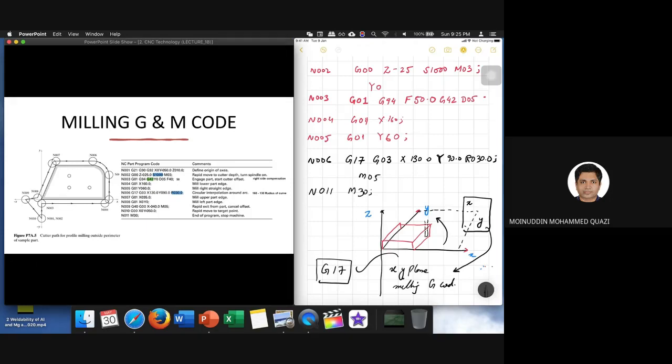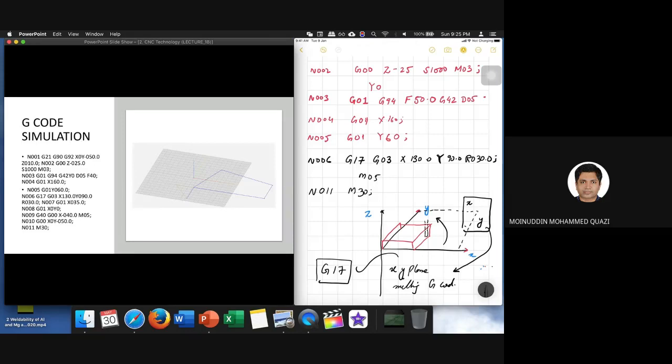So this is all about G and M codes. You can do the simulation also. You just copy and paste this code in an online simulation, and you can see how the tool moves in the different directions.